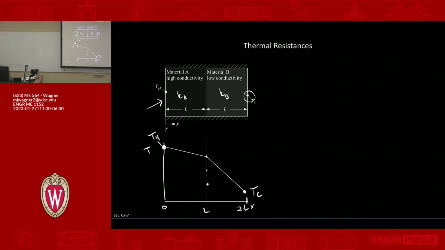Right? I know that the conductivity is higher, so I know the temperature drop has to be lower. And you can go back and look at the thermal resistance formula. You should see that for a higher conductivity, you have a lower thermal resistance. Right? So it all should make sense there.